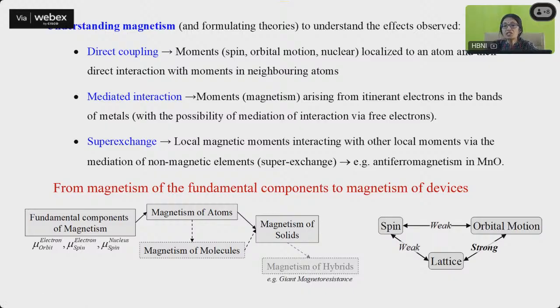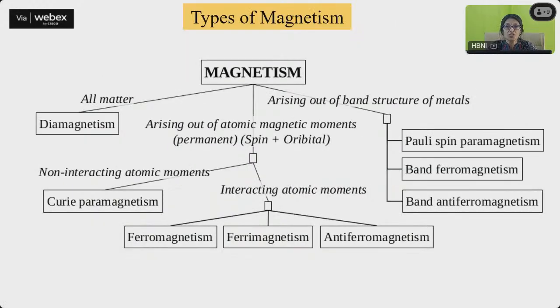So if you look into the different interactions, the interaction between spin and the lattice is weak. That between spin and the orbital motion is weak, but between the lattice and the orbital motion, this is a very strong kind of interaction. Now if you look into all the different types of magnetism, all types of matter are going to have inherent diamagnetism associated with it.